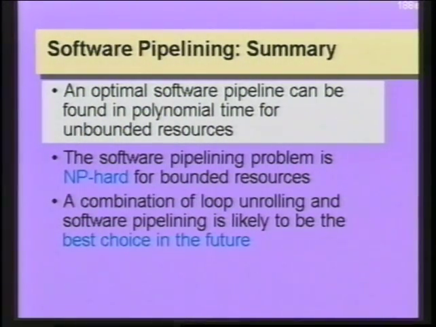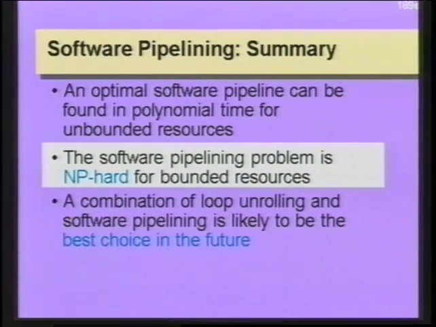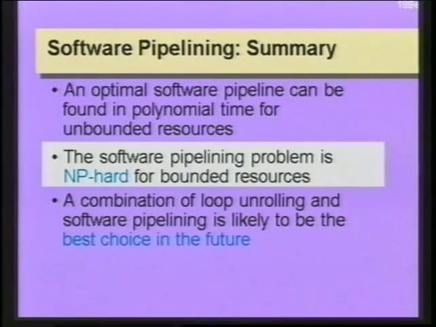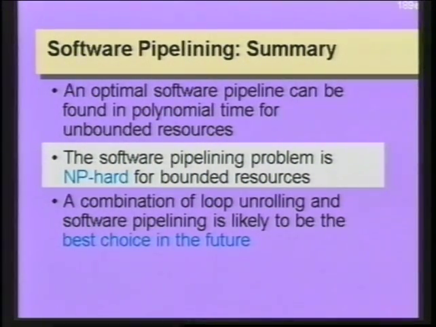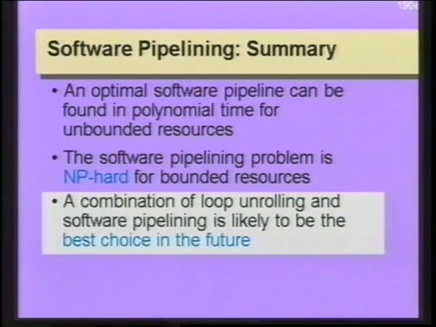So to summarize this discussion on software pipelining, we see that an optimal software pipeline can be found in polynomial time if you're working with an unbounded number of resources, which is an easier problem. But if we really want to solve the practical case of a bounded number of resources, like limited number of functional units or pipeline stages, the problem does become NP hard. What I expect to see coming out in the future is a combination of the loop unrolling and software pipelining transformations so that you can merge the benefits of both when instruction scheduling for loops.